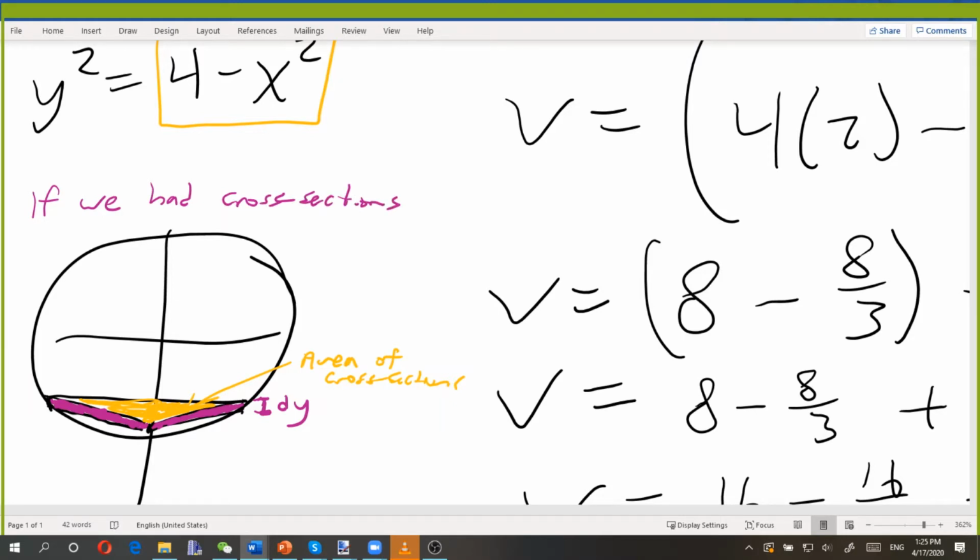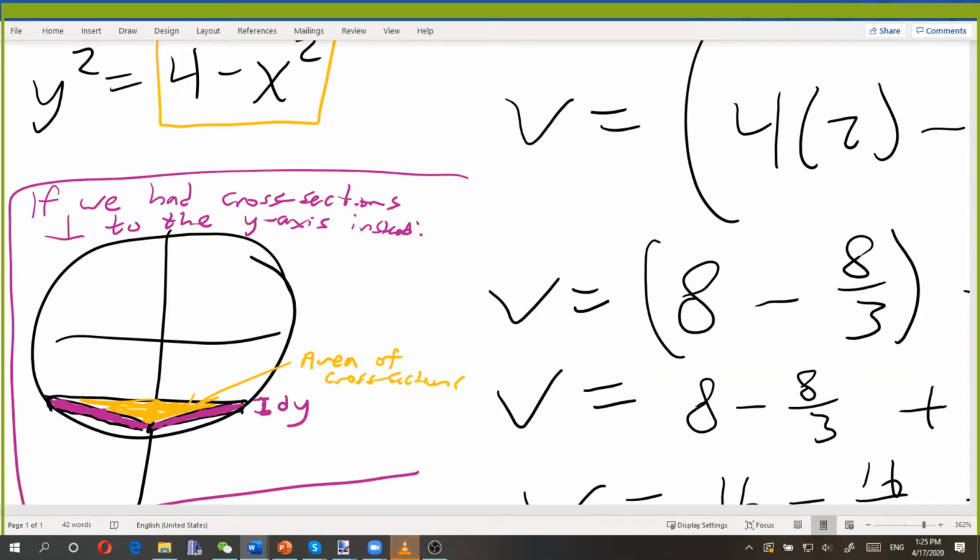So this is if we had cross sections that were perpendicular to the y-axis instead. And then my volume would end up being the integral from a starting y to an ending y of your area in terms of y.